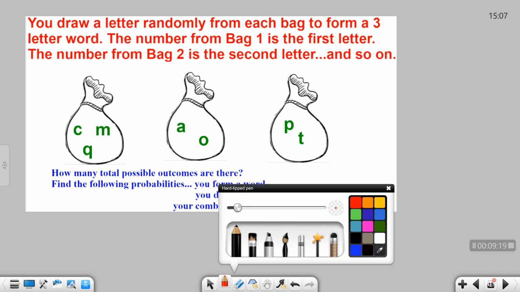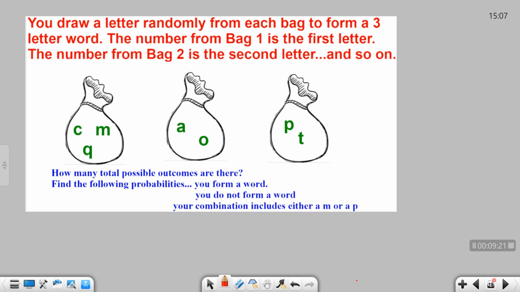Sometimes instead of a tree diagram, you can make what is called an organized list. An organized list, like I would do alphabetical here. If you're drawing one from each bag, I would write all of mine that start with a C. So C, and then I would choose in alphabetical order A, then in alphabetical order P. Then I would go to C, A, T. Then I would change this one over to O, so it'd be C, O, P, and C, O, T. And those would be all of my options that start with a C.